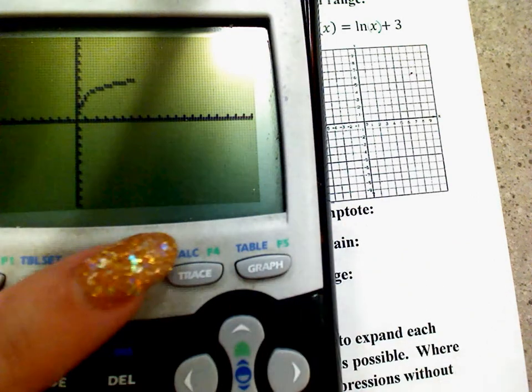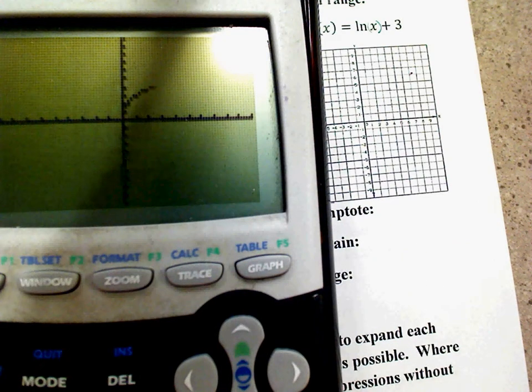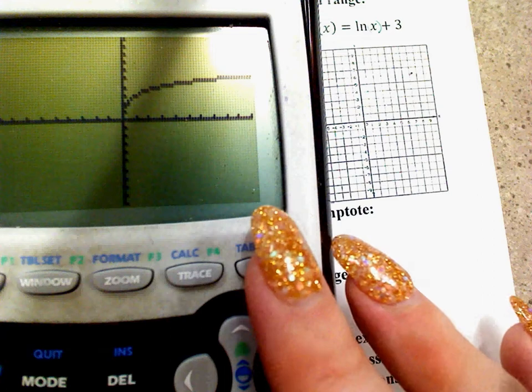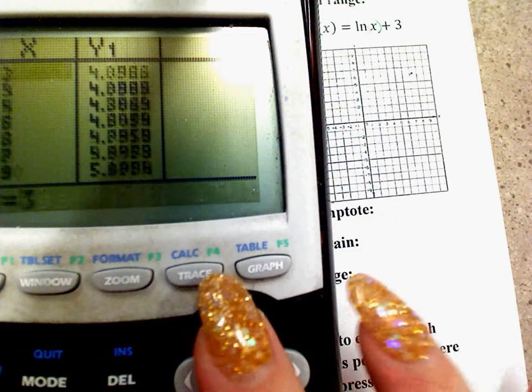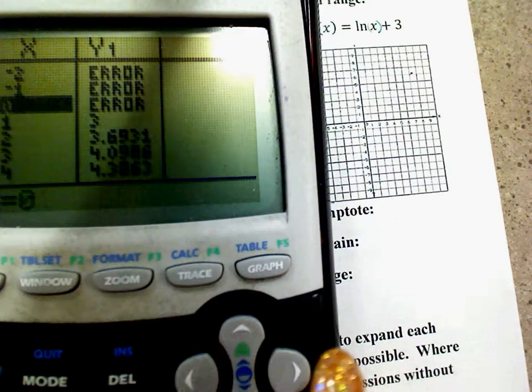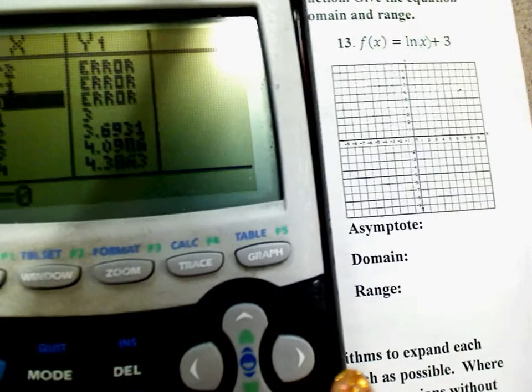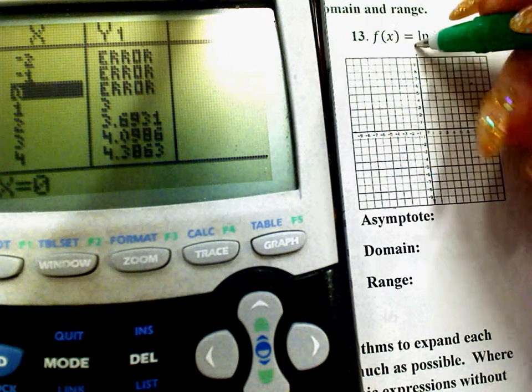So now we could look at the graph. I'm going to go zoom 6. And you see what kind of looks like a square root, but if you go to the table, you see that the first error message is at 0, which indicates your vertical asymptote. So your vertical asymptote is at 0.